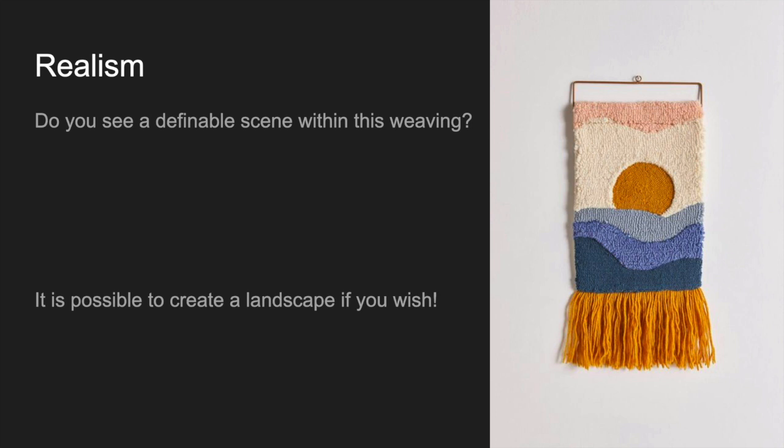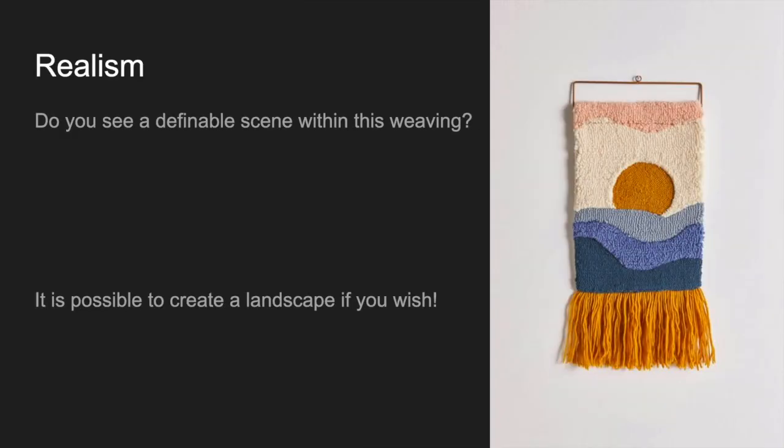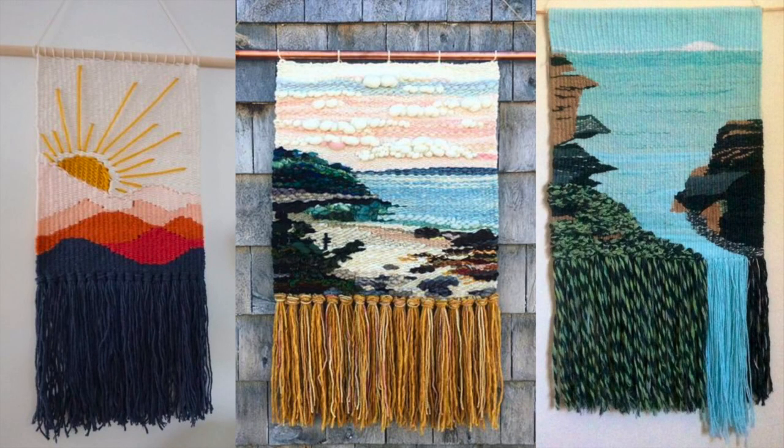Realism. Do you see a definable scene within this weaving? You should. It is possible to create a landscape or other realistic scene if you so wish. It may be easier to do a simple pattern, but challenge yourself to create some type of scenery. Here are some more examples of realism. You can see a variety of mountains. Different colors make them appear farther away with the setting sun.